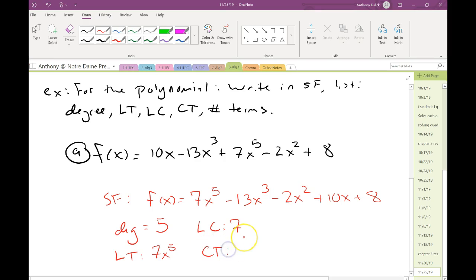What's the constant term? Eight. Right? The piece with no variable on it. And then the number of terms we got is 5. I got 1, 2, 3, 4, 5 terms. Everybody feel okay there?